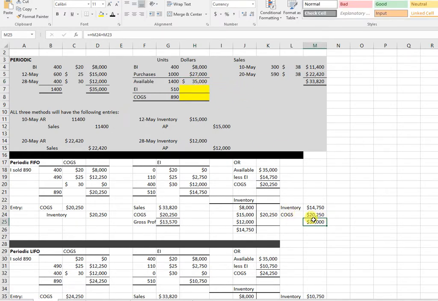So I'm going to have at the end one entry that's going to force the correct amount into inventory and cost of goods sold. I record my cost of goods sold of $20,250 and credit inventory.